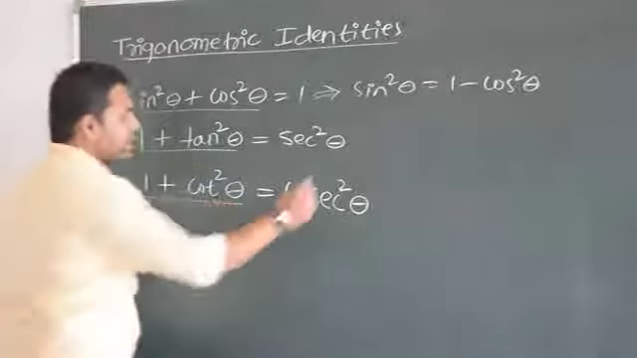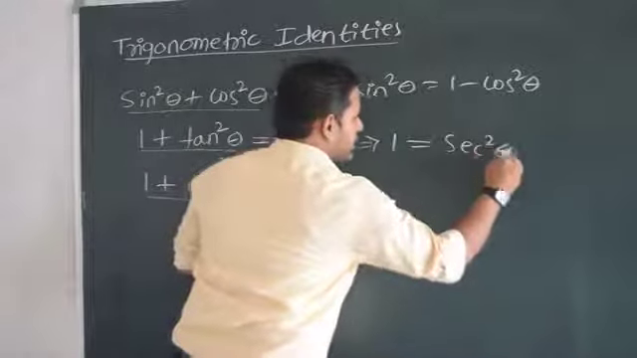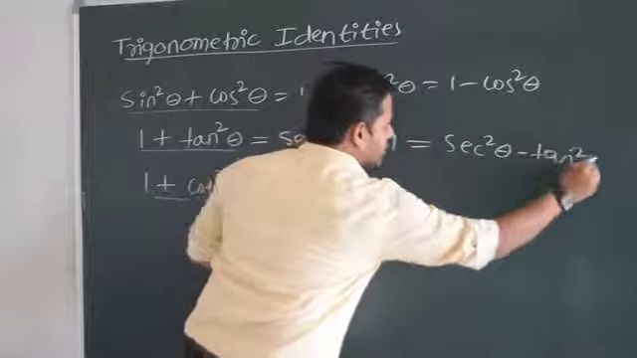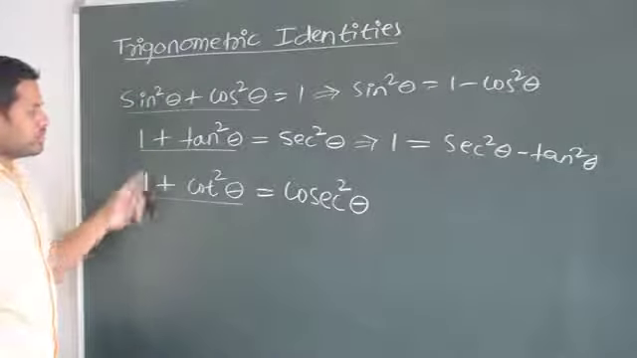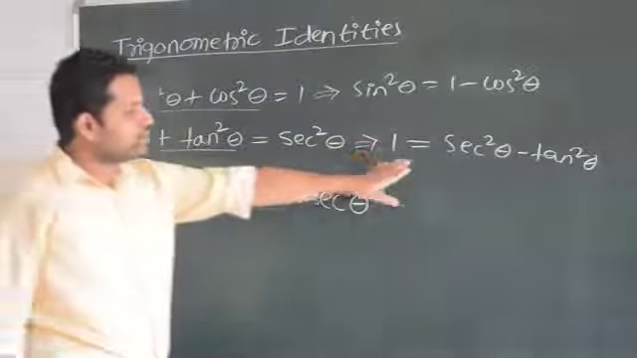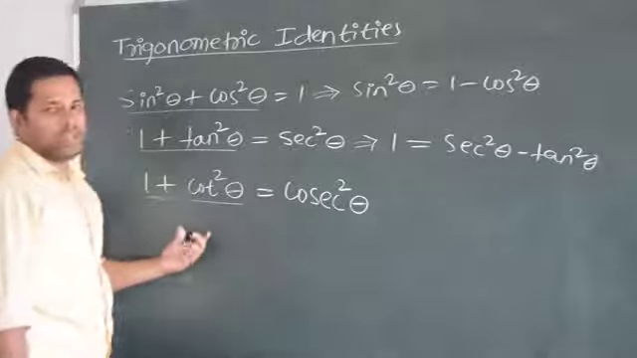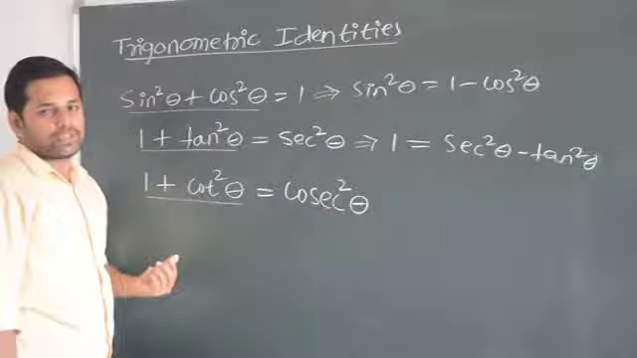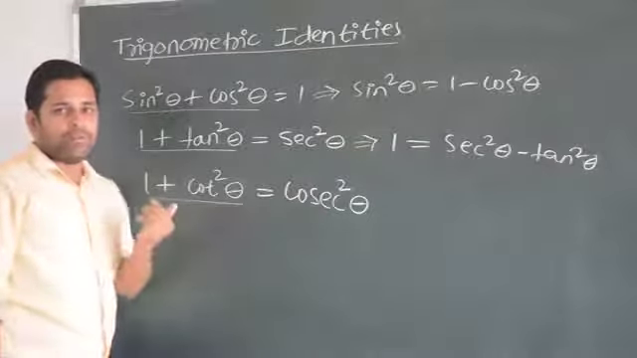This one, how can I write? Can I write it as 1 is equal to secant square theta minus tan square theta? Of course, this is also fine. So 1 I have kept this side only, tan square I sent that side. So secant square theta minus tan square theta equal to 1. Similarly, I can manipulate here also, as I want. But there are some standard methods while solving the problem, so you have to follow them.